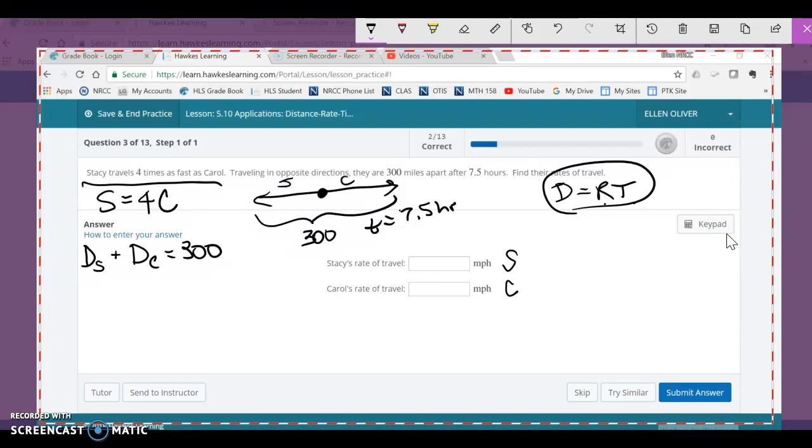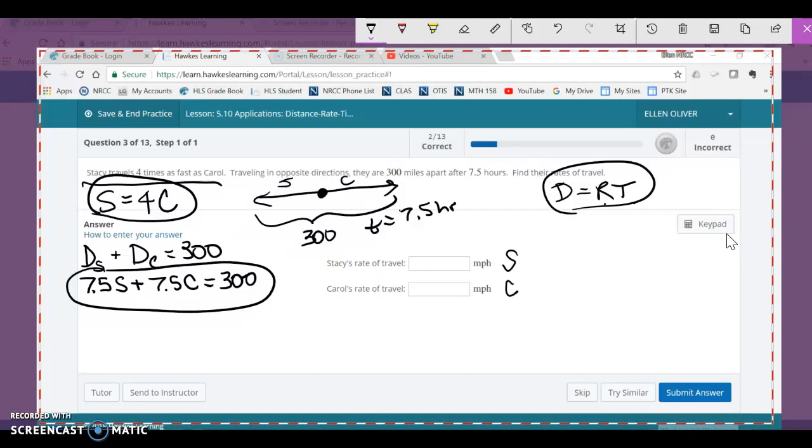So the distance for Stacy is 7.5, her time, times her rate. And the distance for Carol is the time times her rate. So there's one equation, and here's the other equation. So we're set up for substitution really nicely. We're just going to substitute this one into this one.